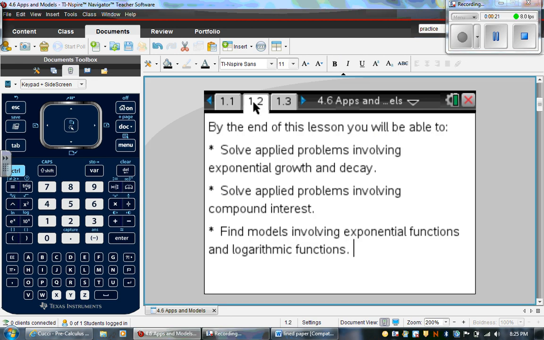Okay, so by the end of this lesson, you will be able to solve applied problems involving exponential growth and decay, solve applied problems involving compound interest, and find models involving exponential functions and log functions. This lesson is actually really important because this is all of the stuff that we've spent the entire unit talking about, exponential functions and log functions, but this is why we talk about these things. This is where it gets used in the real world, and it does have a great importance.